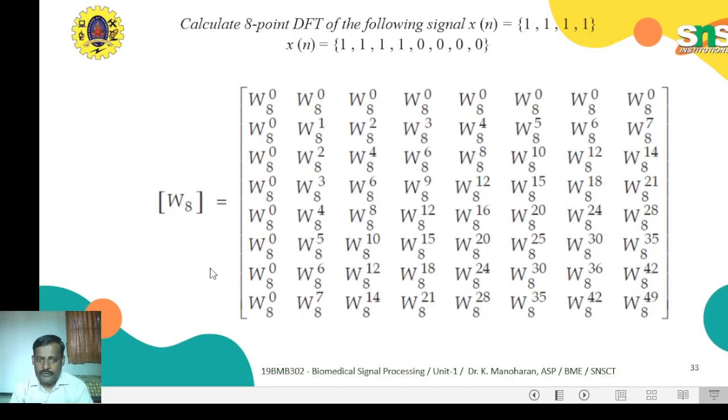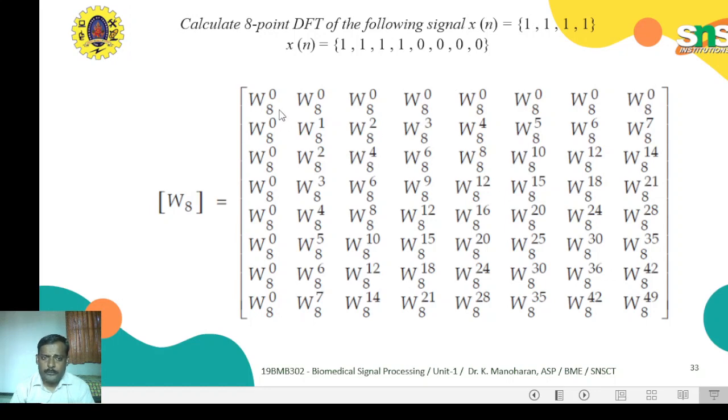So here also we get a 6. So 6 into 0 to 7: 0, 6, 12, 18, 24, 30, 36, 42, multiples of 6. Here we get a 7, so 0 to 7 we multiply it: 0, 7, 14, 21, 28, 35, 42, 49. So these matrices will be constructed.